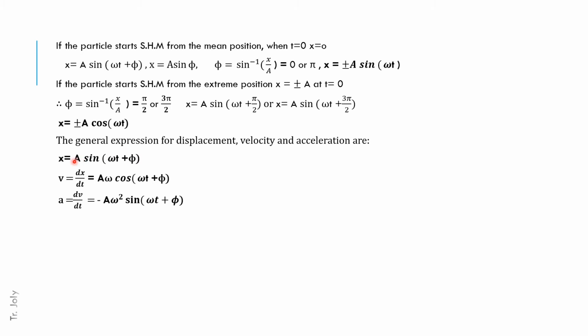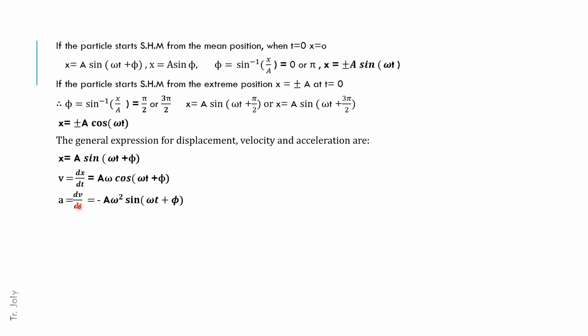So we already got x equal to a sin (omega t plus phi). So velocity is equal to dx by dt. So that is equal to a, the derivative of sin (omega t plus phi) is cos (omega t plus phi). Again the derivative of omega t is omega. So we will get the equation for velocity: a omega cos (omega t plus phi).